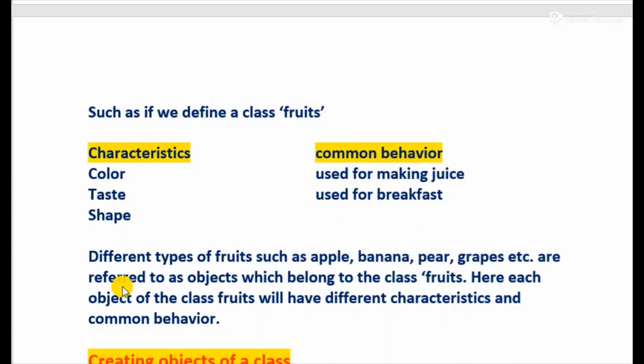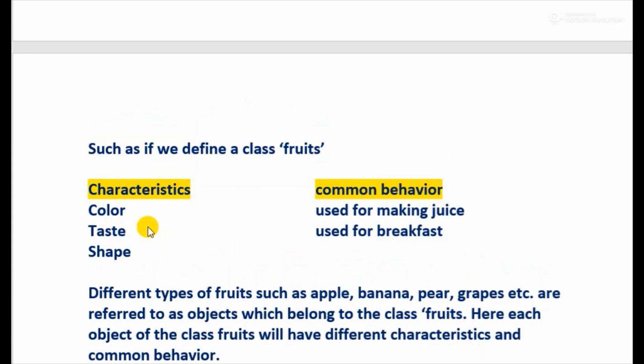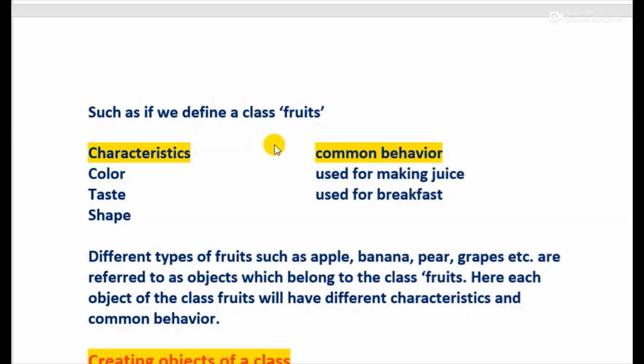Next one is, here is an example. Suppose there is a class, fruits. Inside this fruits class we can use these attributes. The attributes are color, taste and shape, whereas the common behavior of that class fruits are used for making juice and used for breakfast. These are the common behavior within the class fruits.